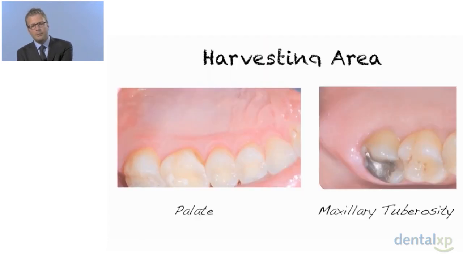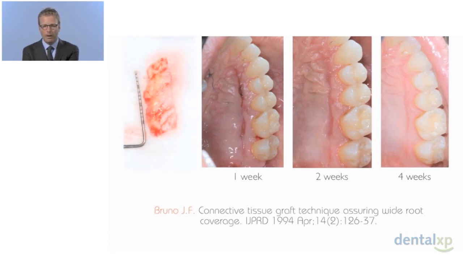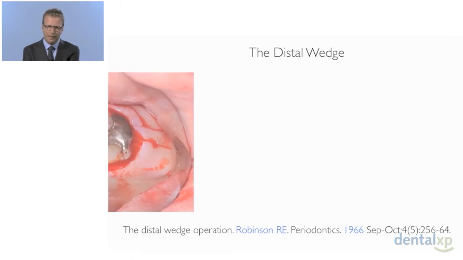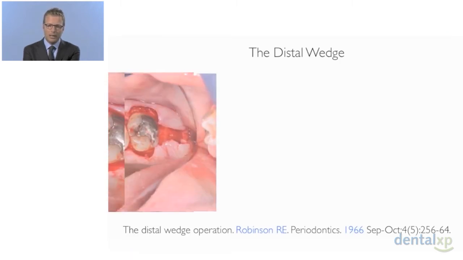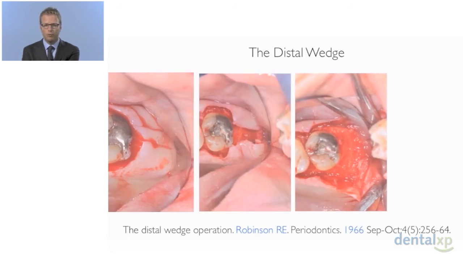So as I was saying before, this type of connective tissue we can harvest from the palate or from the maxillary tuberosity. From the palate, I normally take the tissue from the mesial line angle of the molar to the canine. And I don't see any type of morbidity problem normally. But patients are really not complaining at all when I take the tissue from the tuberosity.